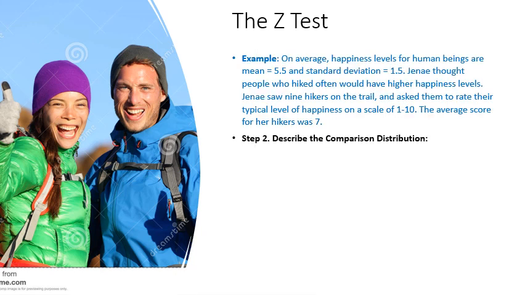And in the same problem, we know how to describe the comparison distribution. The shape is normal, the z distribution in this case. The center, mu for the distribution of means, is the same as mu, and that's 5.5 stated in the problem. And we know the spread.